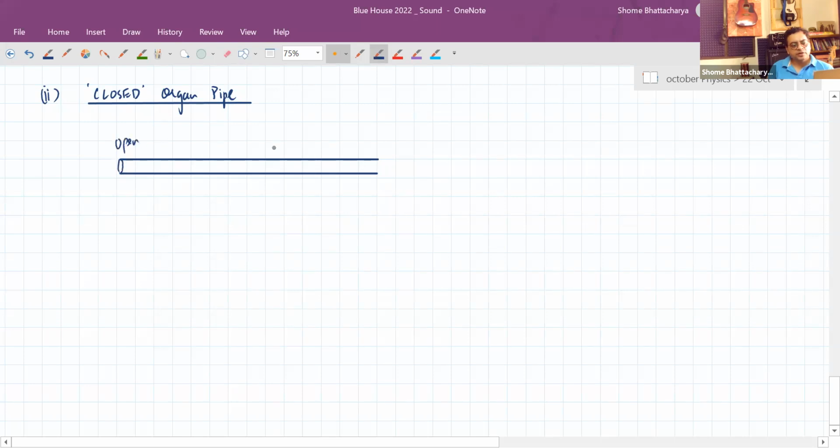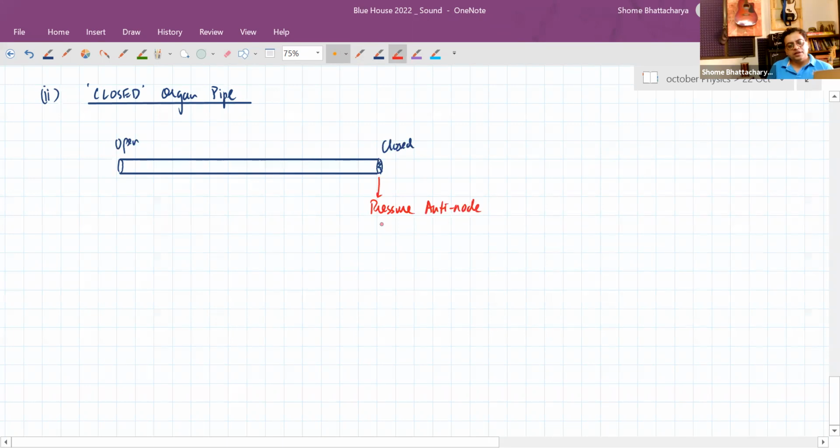So let's say this is the open end, and the other end may be closed in the case of a closed organ pipe, or it may be open in the case of an open organ pipe. So these are the two. Okay, so the air at the closed end forms a pressure antinode.